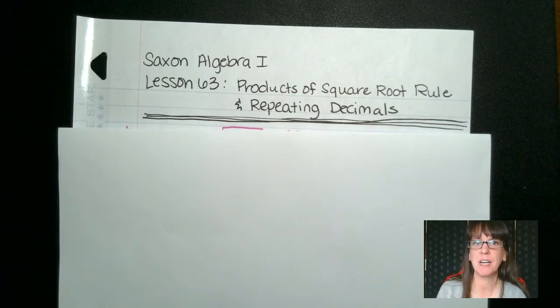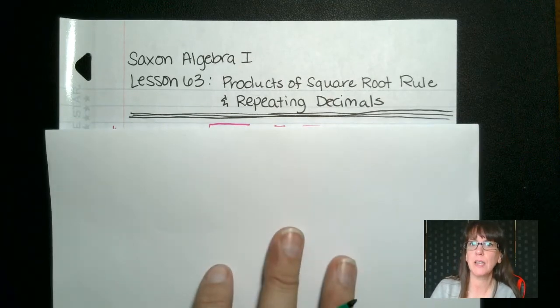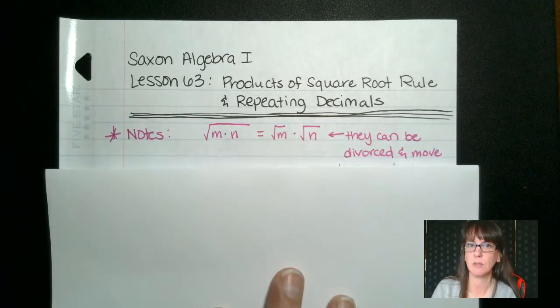Hi friends, welcome back. Today we're talking lesson 63, Saxon Algebra 1. This is the 3rd edition, the orange book. Products of square root rules and repeating decimals. Grab your notebook. You need to write this down.